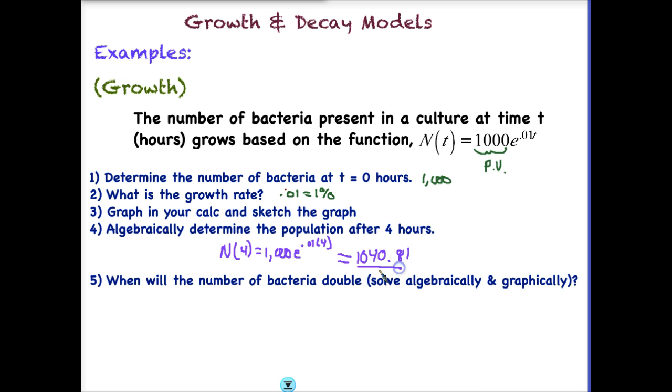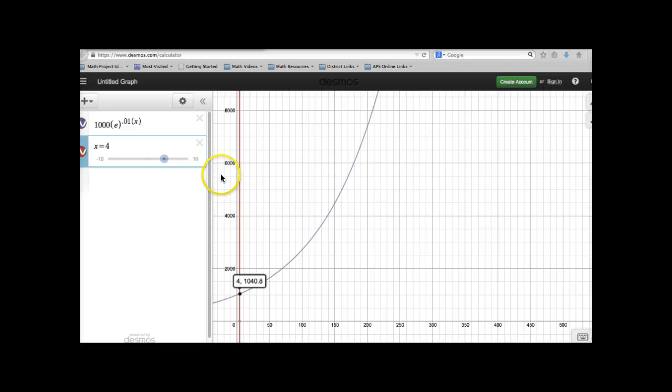Let's look at the last question here. When will the number of bacteria double? So we want to solve this algebraically and graphically. Let's go ahead and look at it graphically first. We started with 1,000 right here. And we want to know how long it takes for the bacteria to double, to reach 2,000.